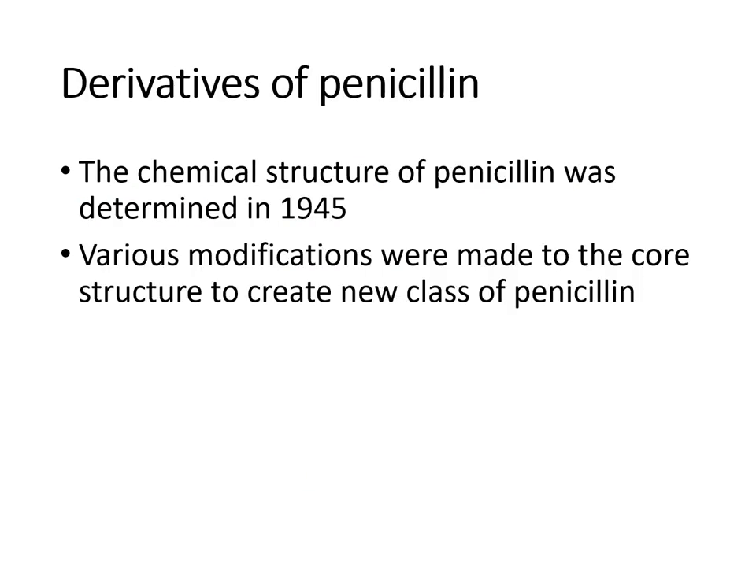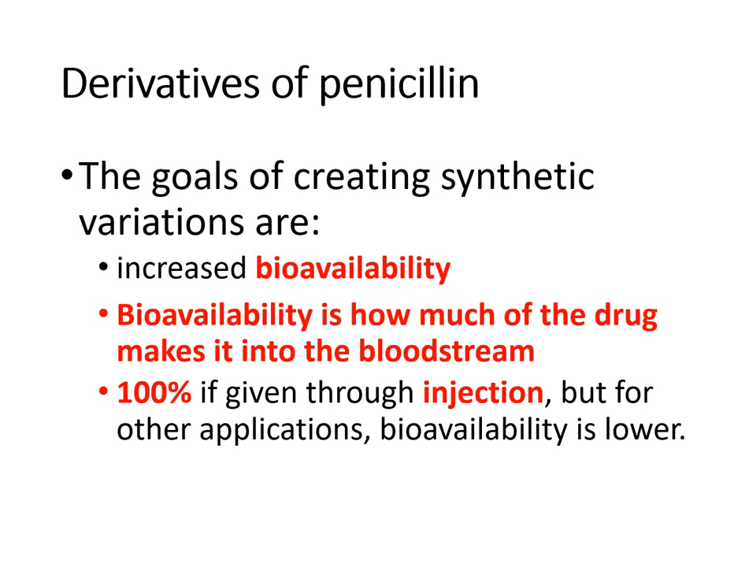Since the discovery of penicillin's chemical structure, and as people have a better understanding of biochemistry and know how to carry out different types of chemical reactions, scientists have been trying to modify penicillin. By creating variations in the core structure, the beta-lactam, you are able to create new classes of penicillin. There are several goals when it comes to trying to create synthetic variants of penicillin. The first goal is to increase what's called the bioavailability of the drug.